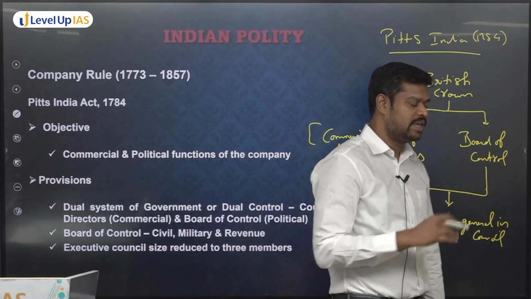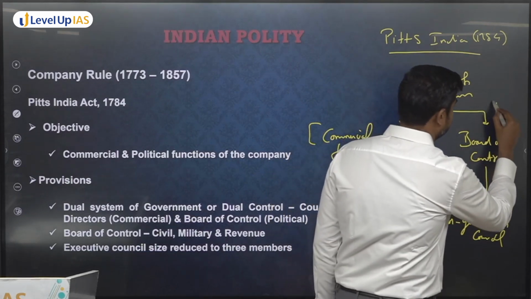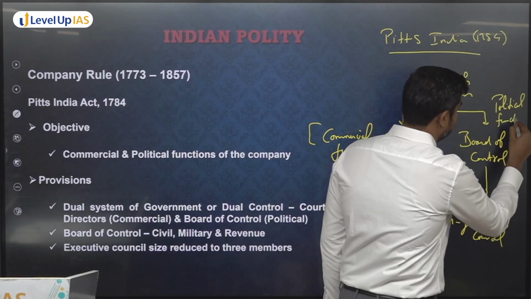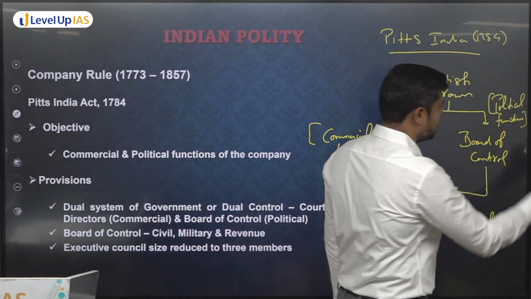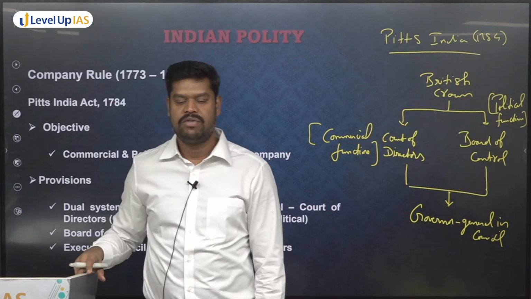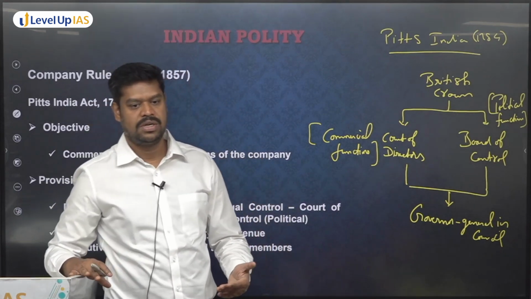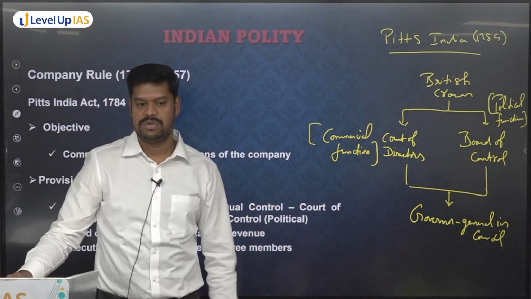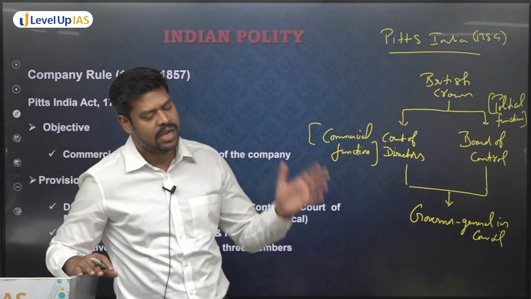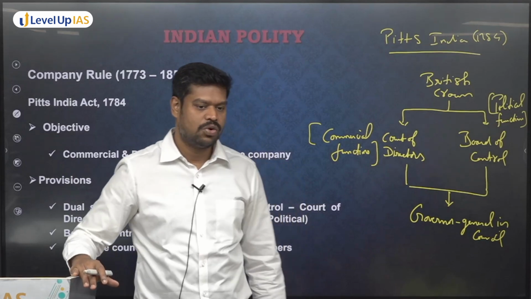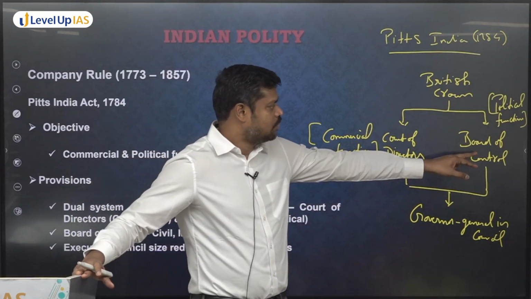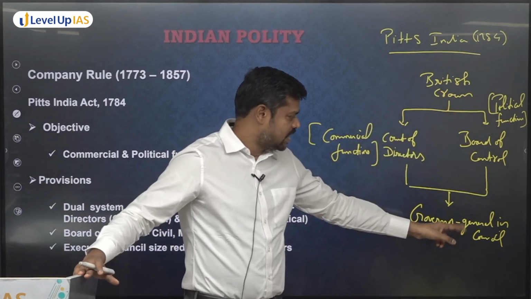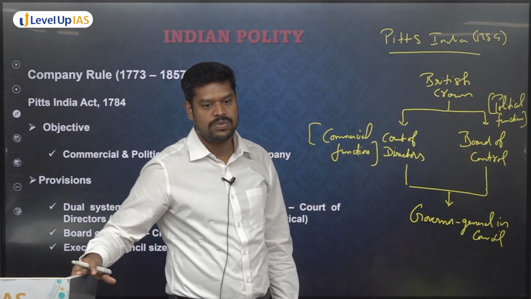The board of control will be responsible for the political functions. That means they will be responsible for the revenue collection, civil administration, criminal administration, and for administering the army, military. So everything is under the control of the board of control. And the board of control will report regarding all these things to the British Crown, and they'll give directions to the Governor General of India with regard to the political functions.